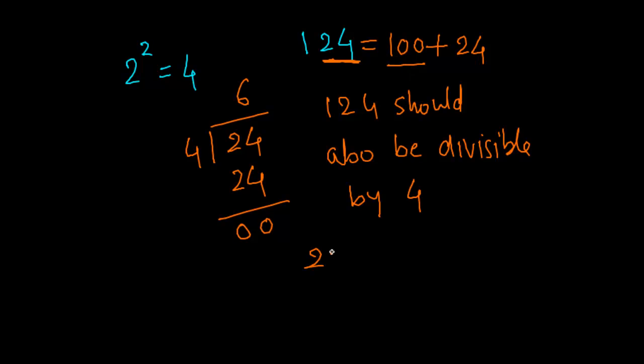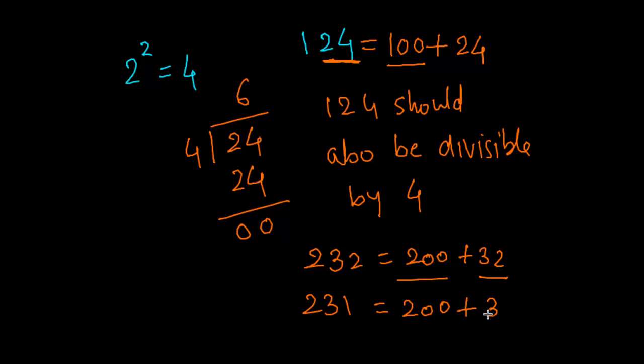If a number given is 232, then it will be 200 plus 32. Now 200 is obviously going to be divisible by 4. The only thing that is not going to be divisible is this part. Here 32 is divisible by 4, but if a number given is 231, then it will be 200 plus 31. So the indivisible part would be this part. All the 200s are divisible by 4. That is why we simply rely on the last two digits in case of 4.